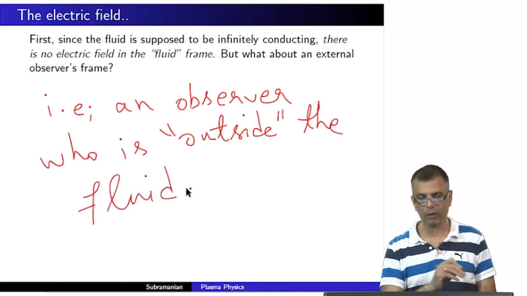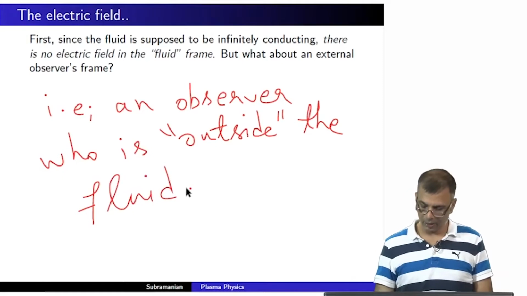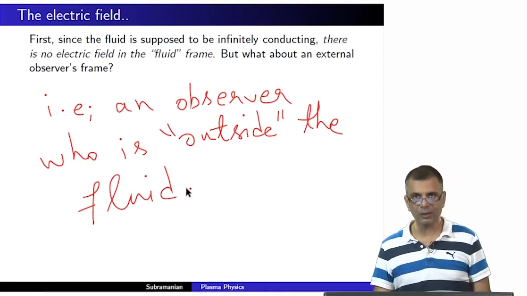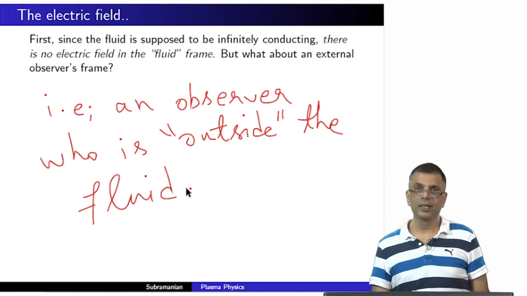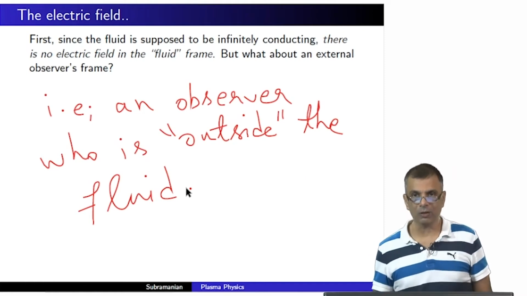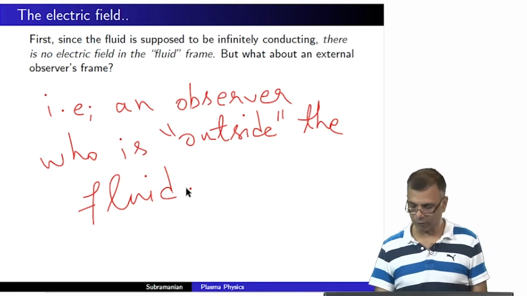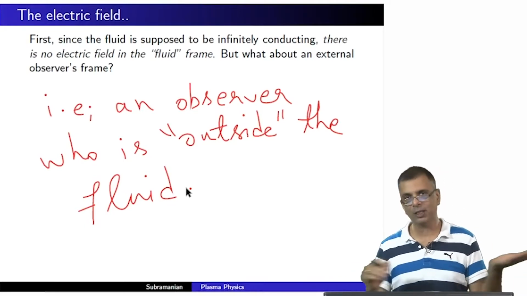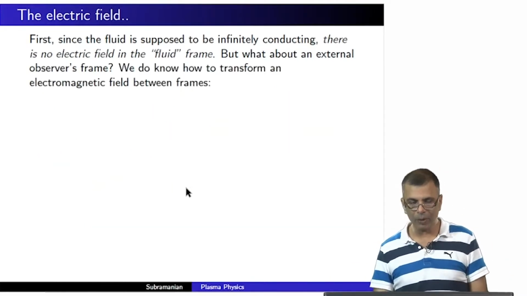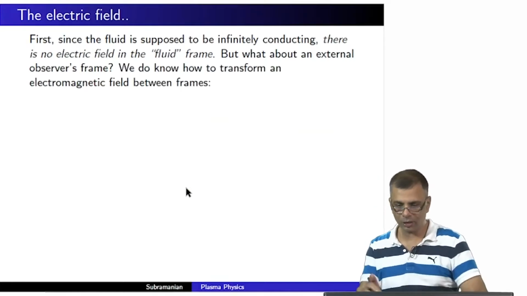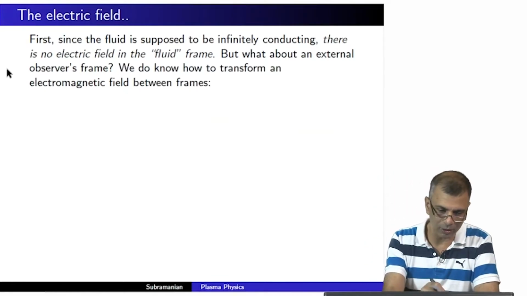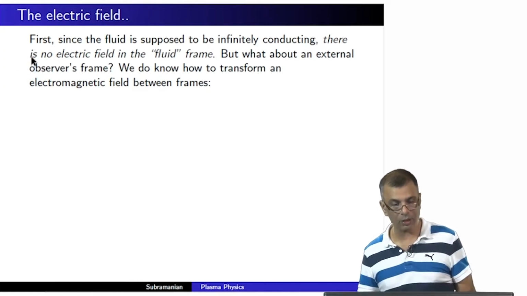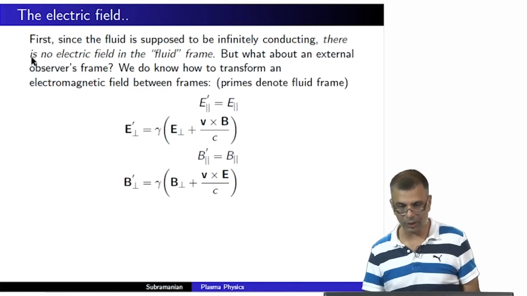What about this kind of observer? Okay. So, the way we are talking about this, we are implying that the electric field need not always be 0 for someone who is not immersed in the fluid. The electric field has to be 0 for someone who is immersed in the fluid, simply because the fluid is infinitely conducting. But in order to answer this question, we have to resort to a standard Lorentz frame transformation, and that is this.